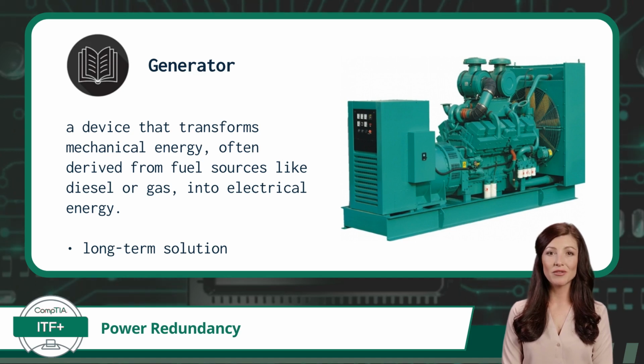Now, both UPS devices and generators are essential for maintaining uninterrupted power. While the UPS provides immediate backup to prevent any power interruptions, the generator offers a solution for extended outages. By using both, you will have established a comprehensive power backup system.